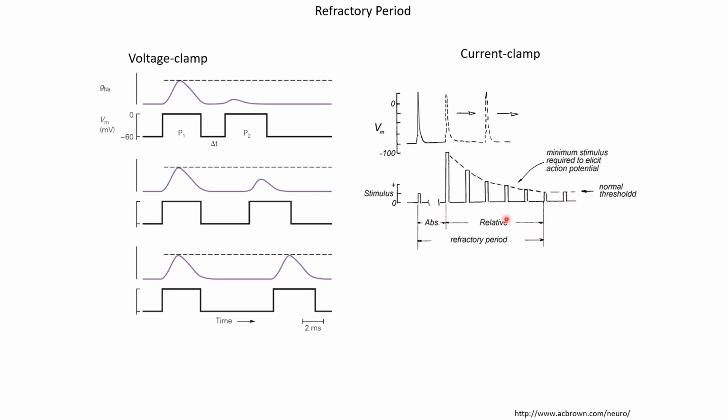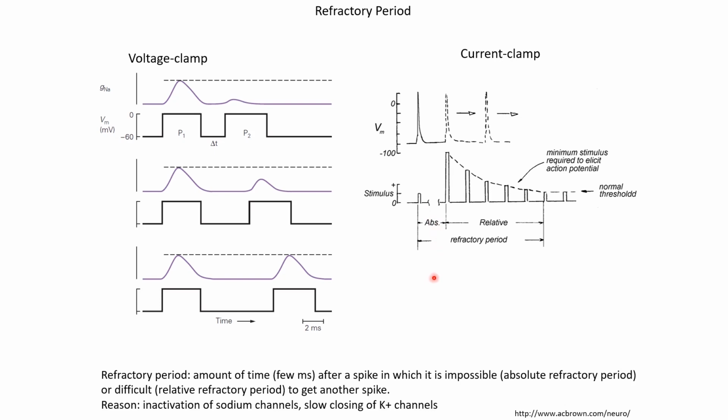So this longer period is known as the relative refractory period, the period in which you can generate an action potential, but you need a larger stimulus to generate it. Just to recap, the absolute refractory period is the period in which no action potential can be generated after the first action potential. And the relative refractory period is the period in which an action potential can be generated, but it needs a larger stimulus. So overall, these are the two refractory periods. And after the refractory period is over, a normal action potential can be generated with a normal stimulus.